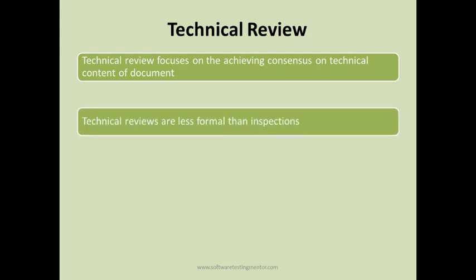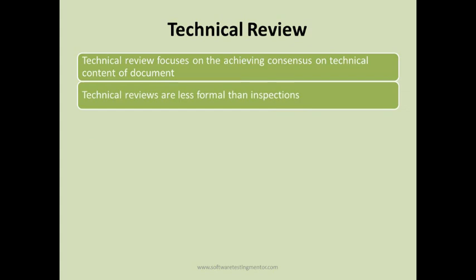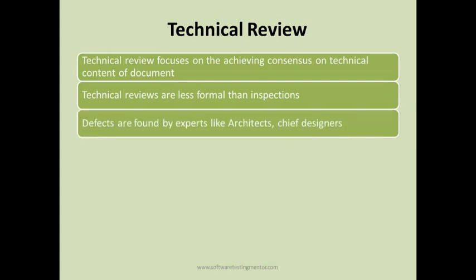in the software. So technical reviews are less formal than inspection. So inspection is the most formal type of review. Technical review is also formal but less formal than inspection. Defects are found by experts like architects and chief designers. So in technical review, it is very important to take feedback from the experts like architects and chief designers about the technical content of whatever you write.